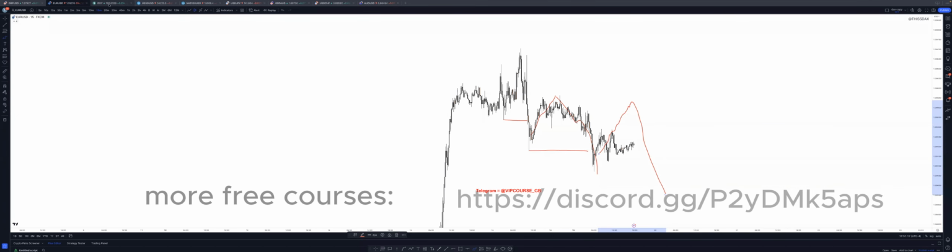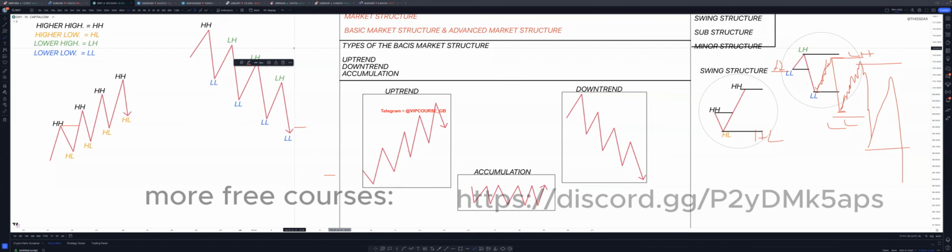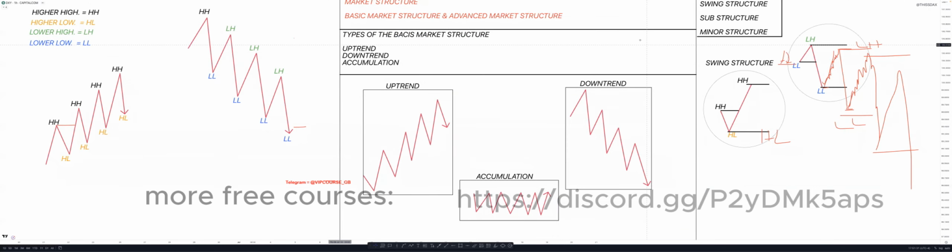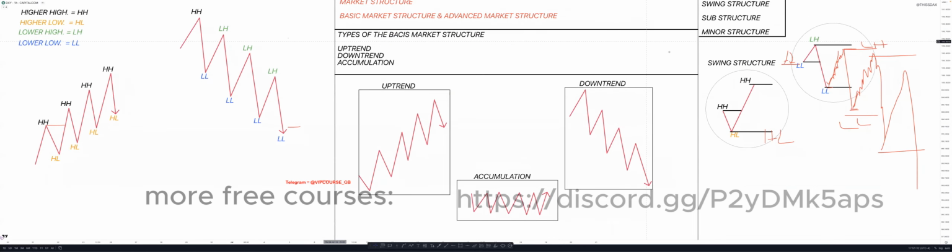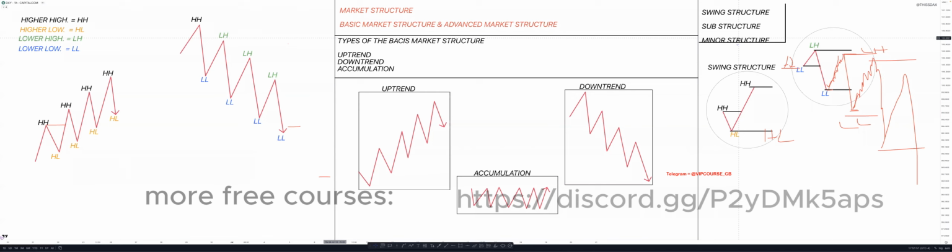And that brings us to the end of the basic market structure, right? Now, I've been able to explain the basic market structure, which I believe we now understand, right? We understand the uptrend, the downtrend, the accumulation. We understand the highs, which is the higher highs, higher lows, the lower highs and the lower lows. Then we now understand the swing structure, the substructure, and the minor structure. Mind you, this is just the basic, right? The basic understanding, and you really need to really know it, right? It is very, very important for you to know it.